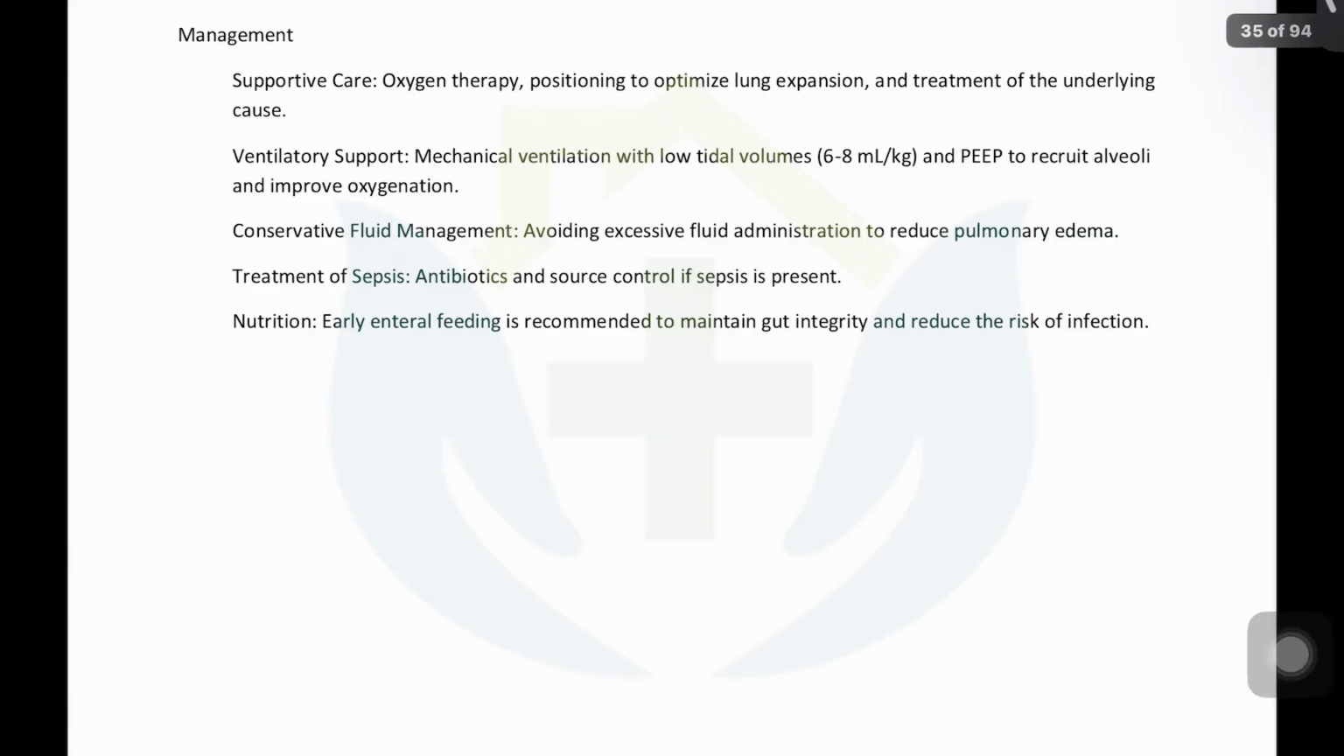What is conservative fluid management? Anyone? Means we will avoid overloading the patient with fluid. We will keep the patient strictly euvolemic, so intake output balance should be strictly zero.